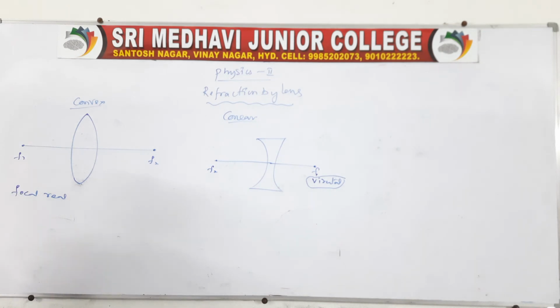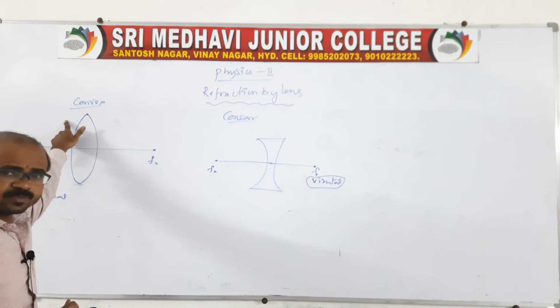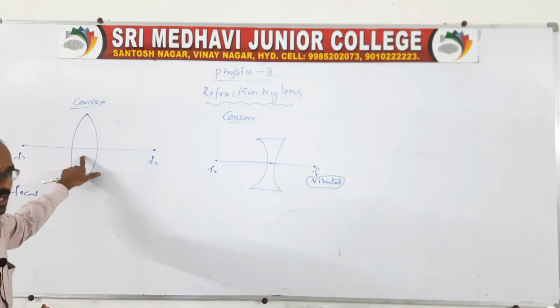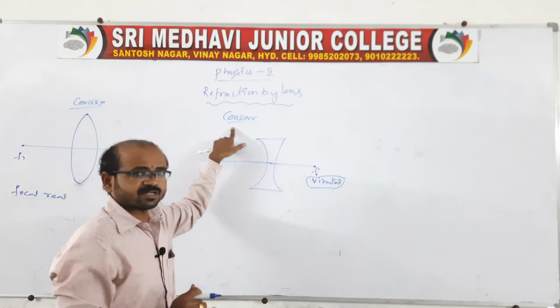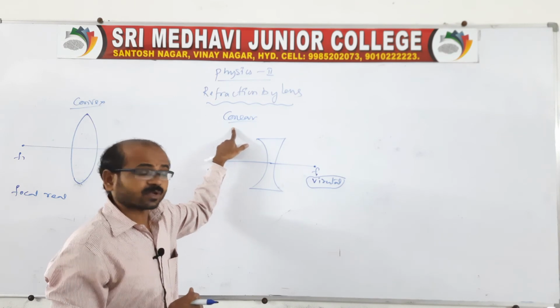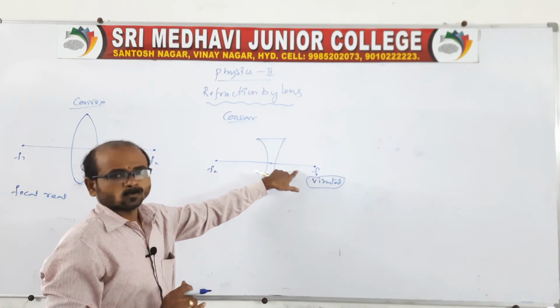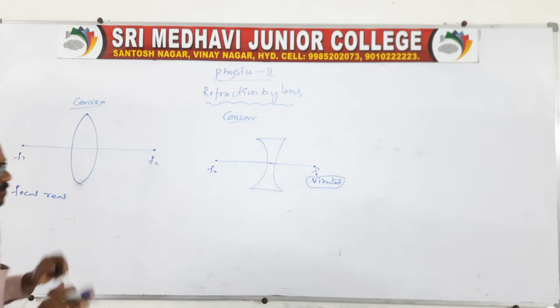The focal point is nothing but where the light converges or where the light diverges. In case of a convex lens, the light converges. That's why we call it a converging lens. And this lens we call a diverging lens, because the light diverges from the focal point. Clear?